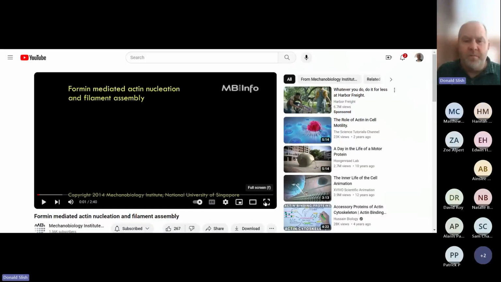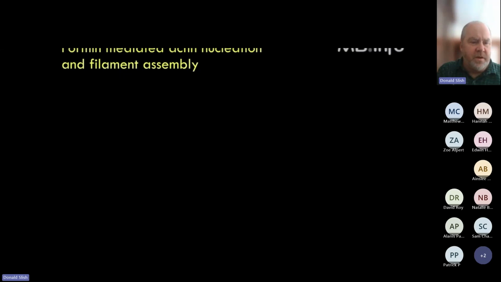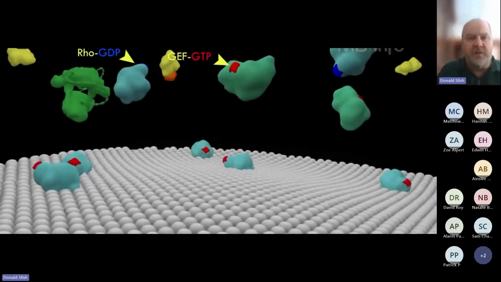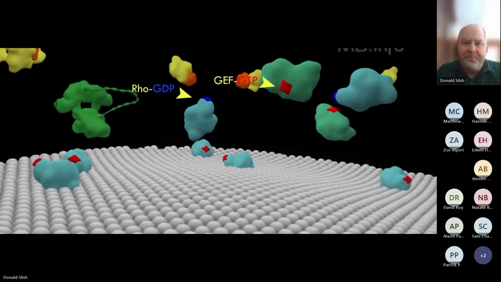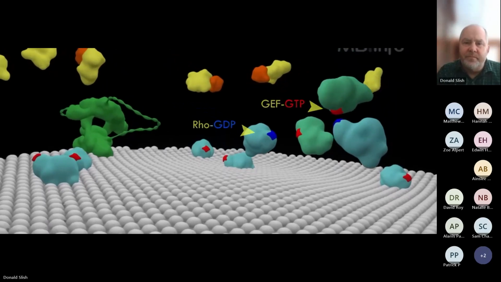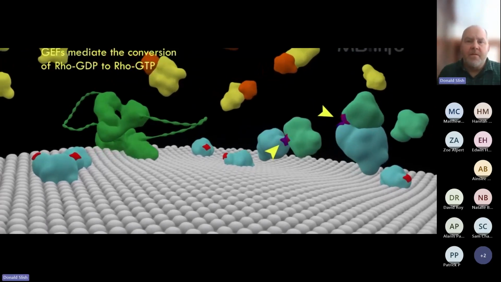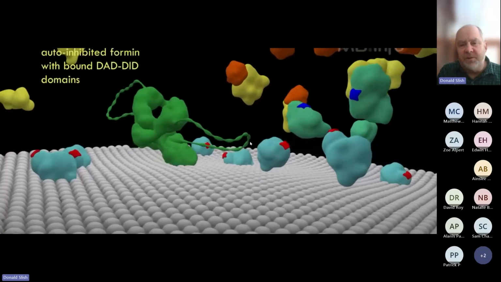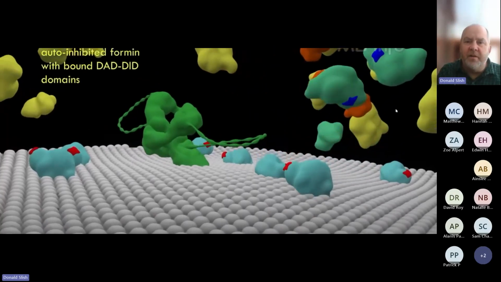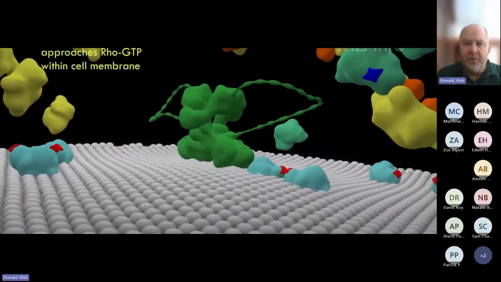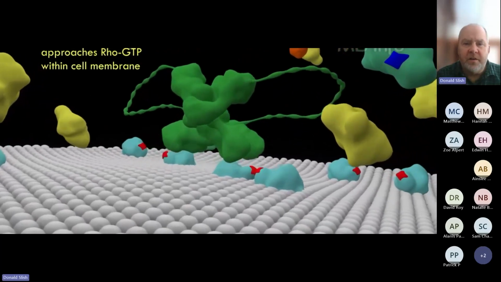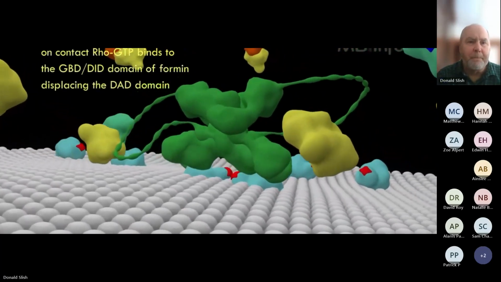Okay, so this is Formin-mediated actin nucleation and filament assembly. I'll let you watch it, and then I'll go through it again and explain it in case it didn't make sense to you. I'll try and shut up. Okay, so I'm sorry, I have to say something. We're activating CDC42 here, and here comes Formin.